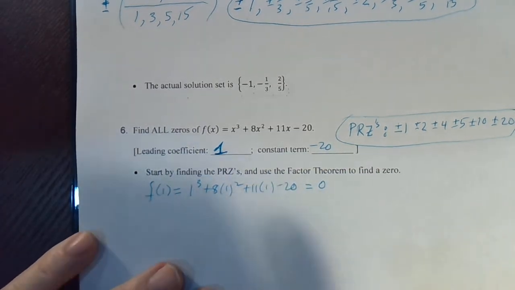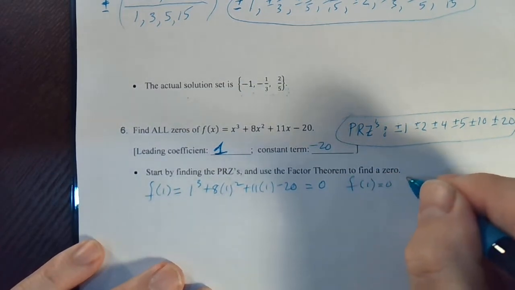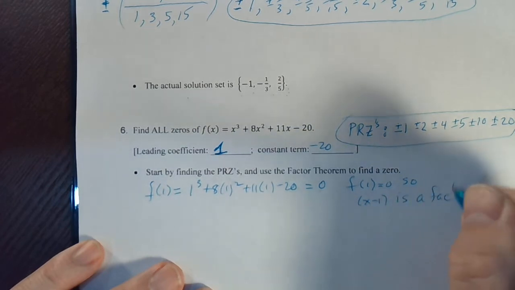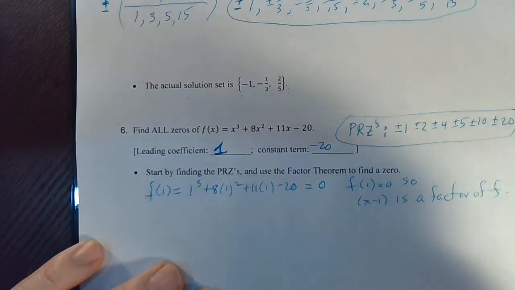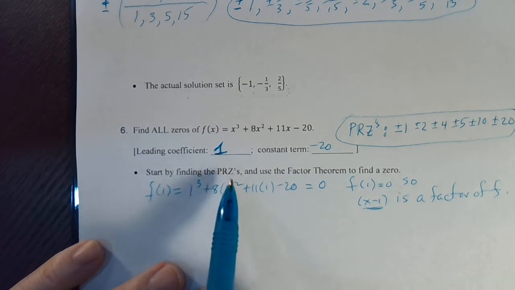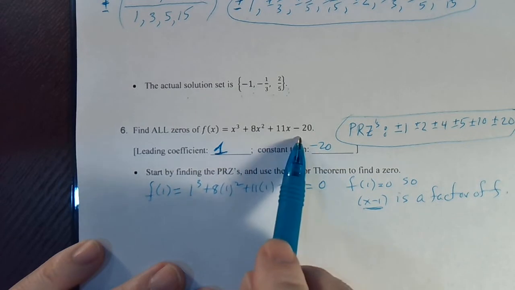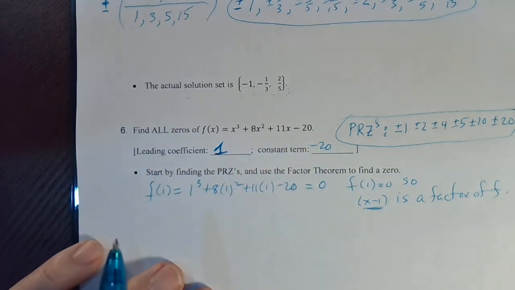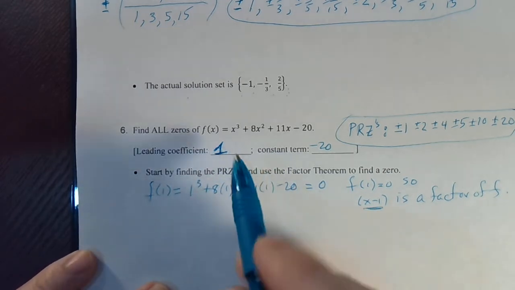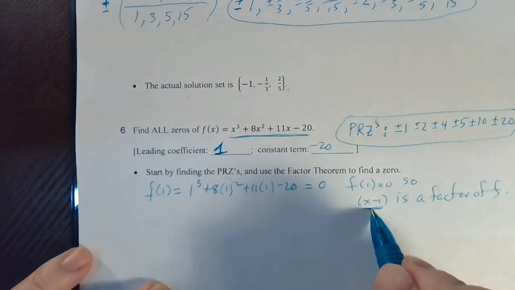So let's make sure we know what that means. f of 1 is 0, so x minus 1 is a factor of f. x minus 1, we have our first factor. And after we do synthetic division, this x cubed, the result is going to be an x squared, which hopefully we can factor in our heads. Okay, so let's divide f, this polynomial, by x minus 1 using synthetic division.